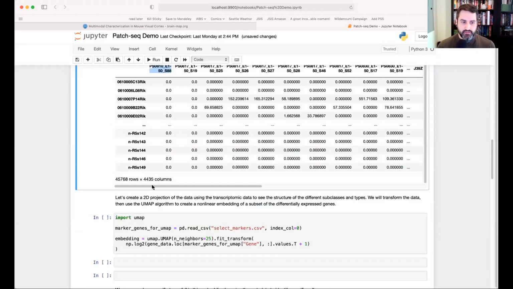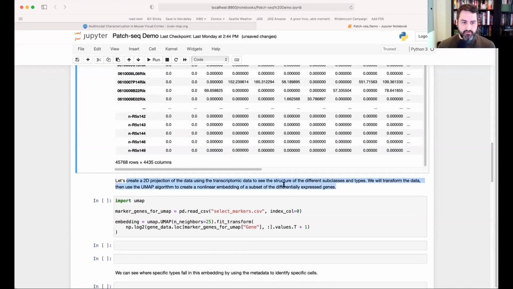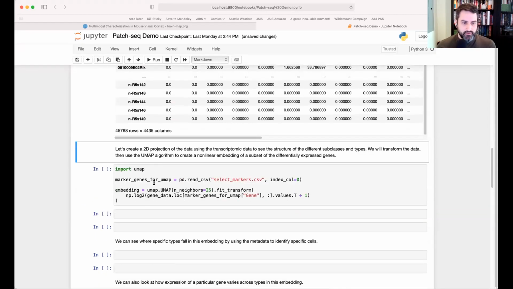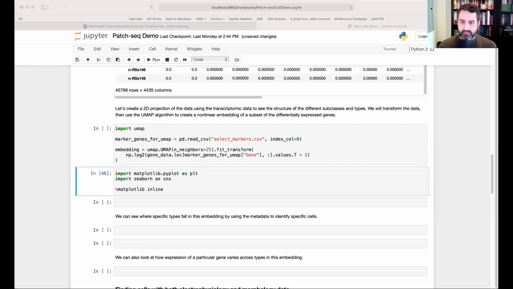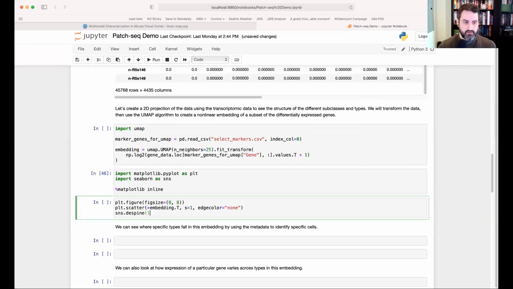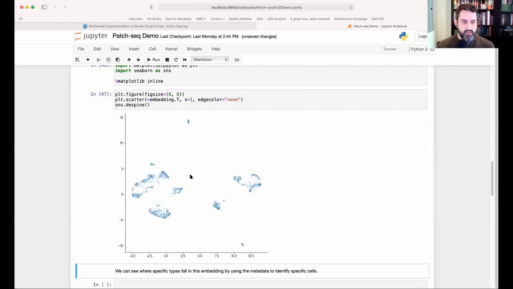And so the first thing I'm going to do here is just create a two-dimensional projection of the data, like the one that I showed in the slides, to see the structure, again, of those different subclasses and types. So I'm going to use the UMAP procedure to generate that embedding. I've actually already run it because it takes a little bit of time. So I'm just going to load my libraries for plotting, matplotlib and Seaborn, and then I'm going to plot the embedding.